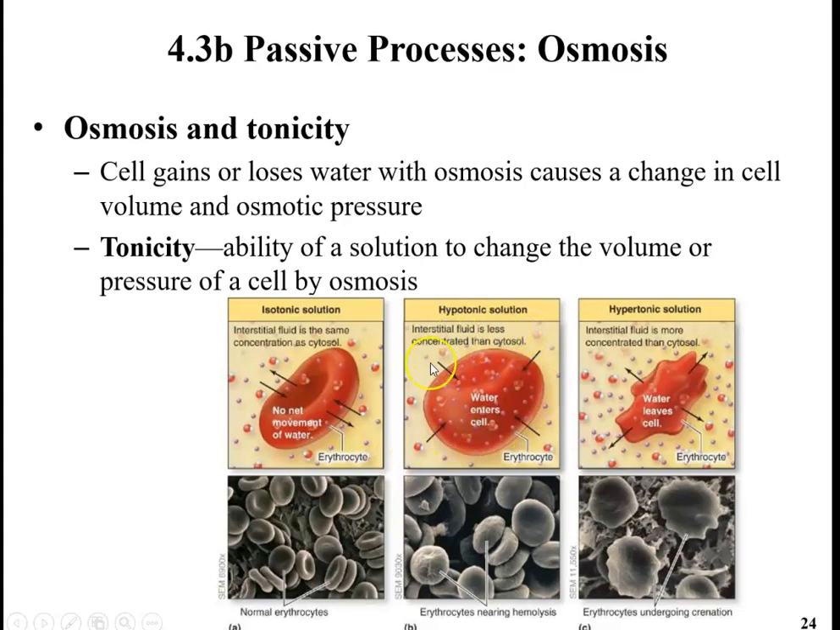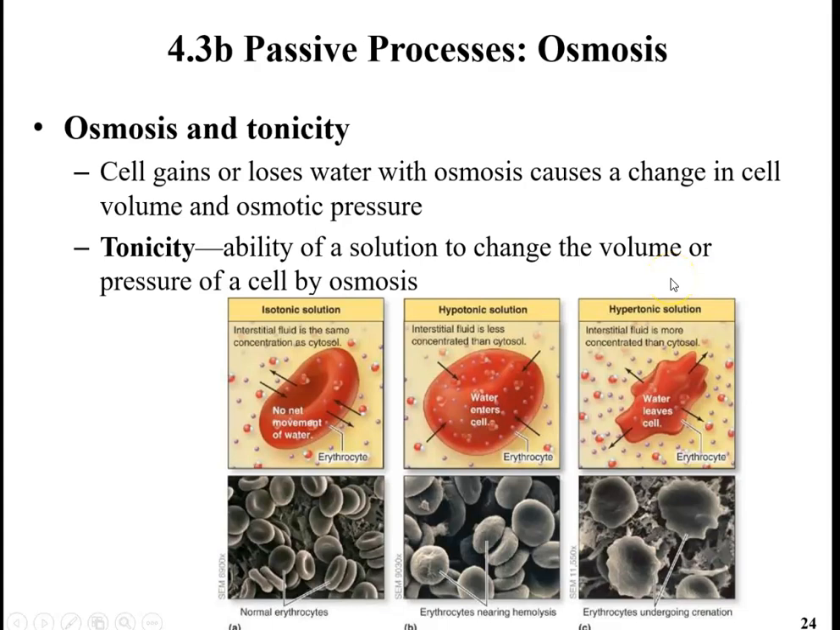However, in a hypotonic solution, the interstitial fluid is less concentrated than the cytosol, so water is going to move from areas of high water concentration to areas of low water concentration. So it's going to move from the interstitial fluid into the red blood cell. And that's going to swell the cell up. And this is what that would look like. You see they've kind of lost their biconcavity.